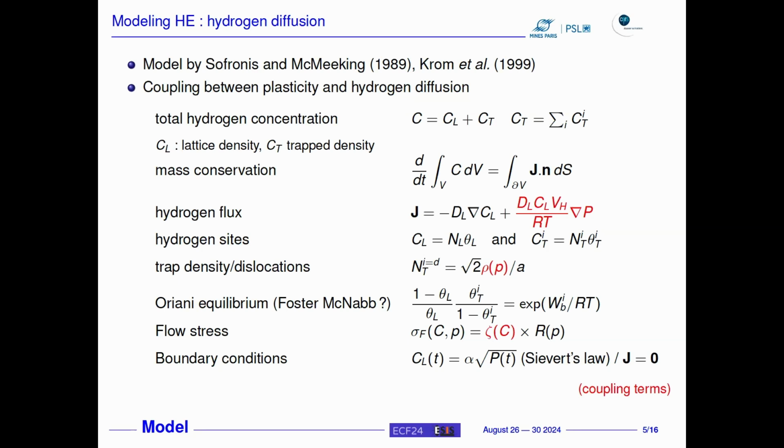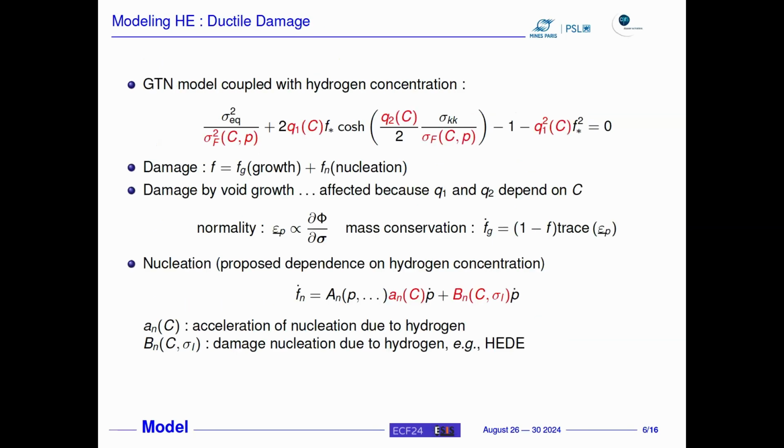Some more possible coupling: the flow stress may be affected by the hydrogen content. We have seen some examples just before, but it seems to be increasing in some cases. In some cases also it's decreasing, so it's a bit confusing for me. And we need boundary conditions, so we are using either Dirichlet boundary condition, prescribing the lattice concentration, or Neumann boundary condition where the flux is zero.